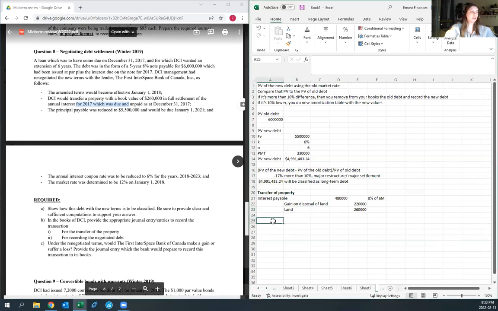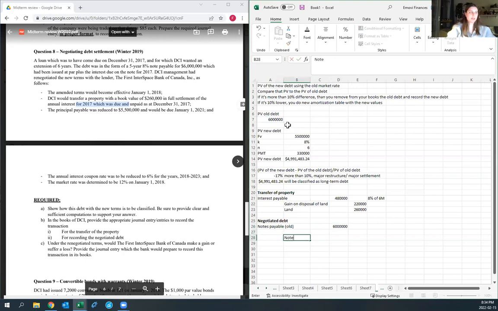For the journal entry for the negotiated debt, what you want to do is you want to remove from your books the old debt and put in your books the new debt, and any difference between the two is recorded as a gain or loss. So first I'm going to remove my notes payable old for the present value, which is 6 million.